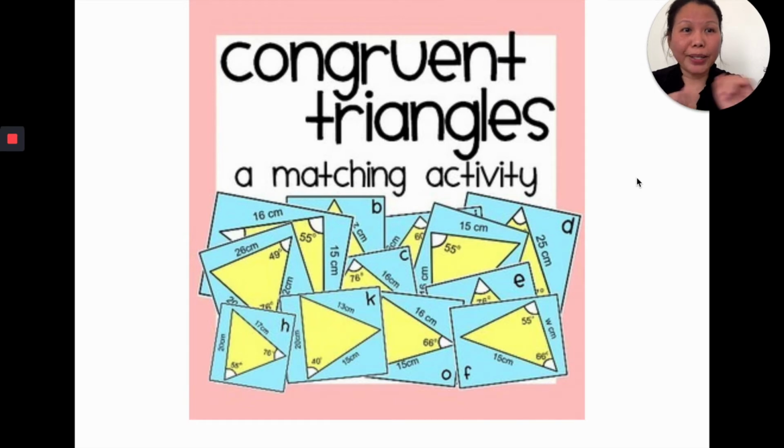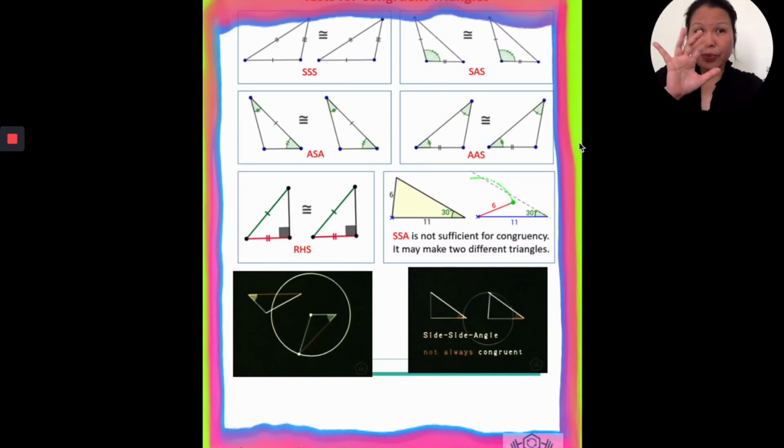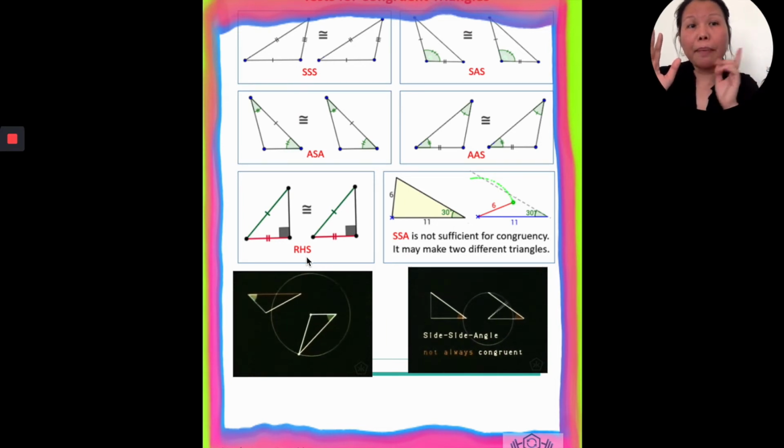We have some matching activity. Yay! You are going to get the Google slide. We have 5 reasons. Remember, 5 reasons. We can count it on one hand. Right hypotenuse side is just a reminder. I usually call it HL, hypotenuse leg. And remember, hypotenuse is only in a right triangle. I know this one is called RHS, but that is the hypotenuse leg. We'll just stick with the HL.